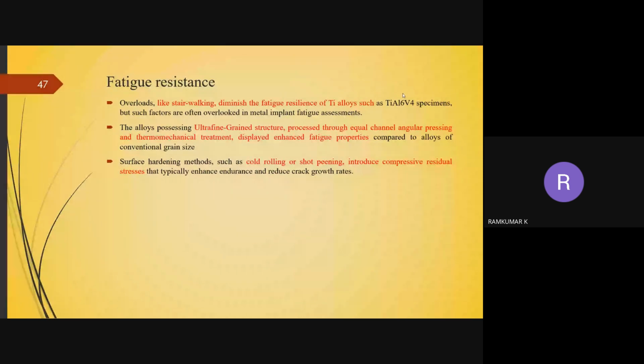The next one is about fatigue resistance. Fatigue occurs with frequent loads or a number of continuous loads. Suppose we are walking on the stairs, and if you are giving too much load to that particular implant, then this fatigue will take place. So here also the ultra fine grained structures help in improving fatigue resistance. This is acquired by cold rolling or shot peening, which will introduce compressive residual stresses in the implant.